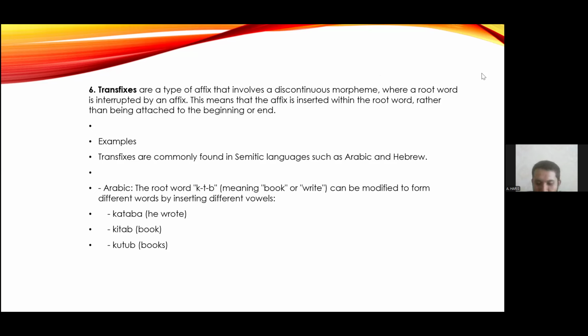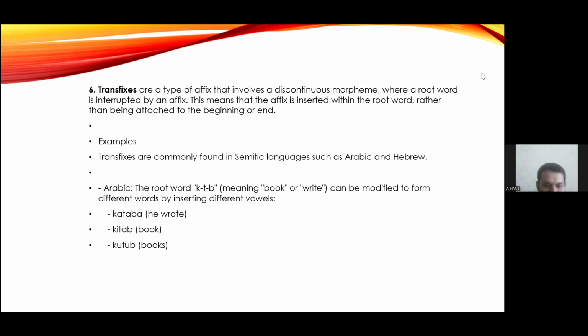Okay, this is the last of the types of affixes. It's transfix. Transfixes are a type of affix that involves a discontinuous morpheme, where a root word is interrupted by an affix. This means that the affix is inserted within the root word rather than being attached to the beginning or end. For example, transfixes are commonly found in Semitic languages such as Arabic and Hebrew.